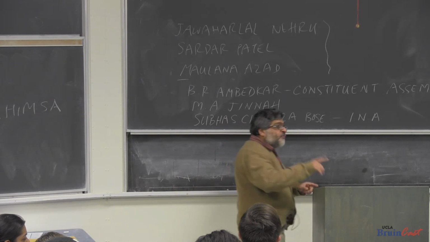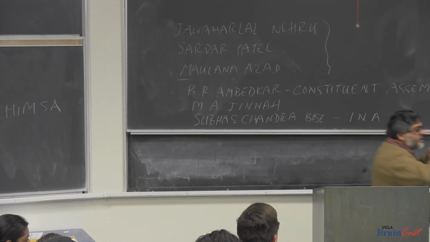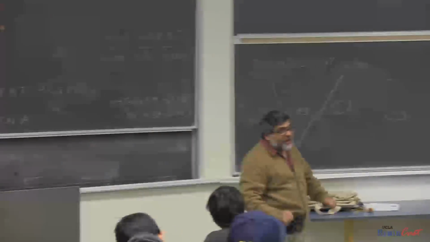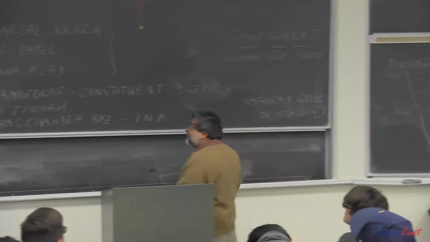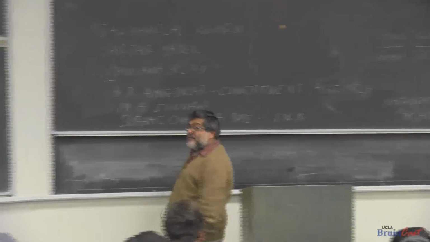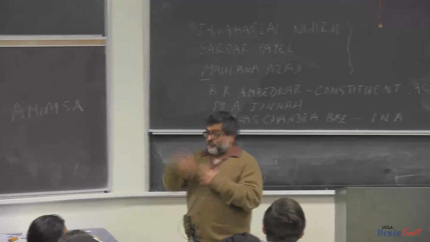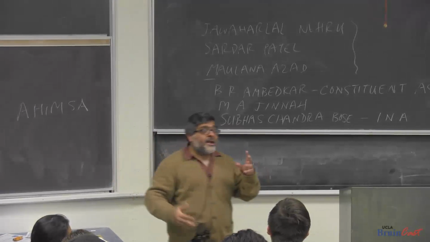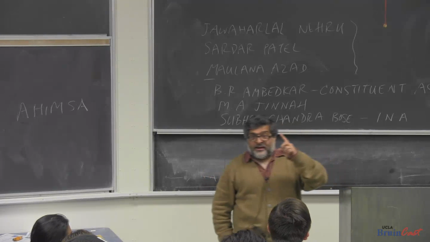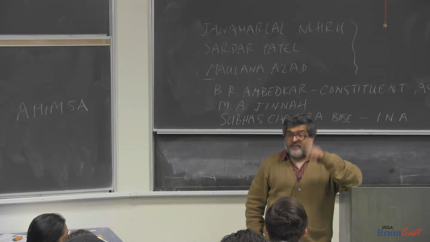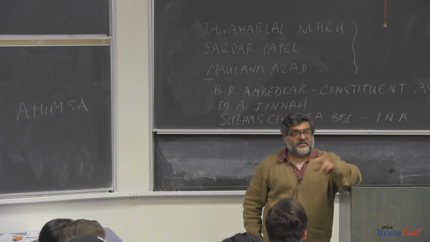So Churchill says, the sight of a half-naked fakir. A fakir is a type of holy man found in the East. Okay? The sight of a half-naked fakir walking up the steps of Buckingham Palace to parley. Parley means to speak, to converse. To parley on equal terms with the representative of the King Emperor is nauseating and disgusting.